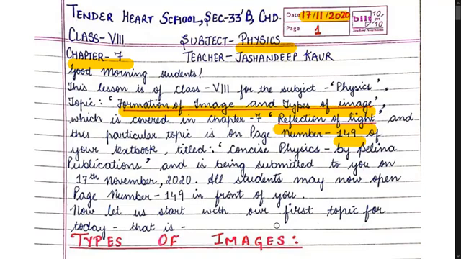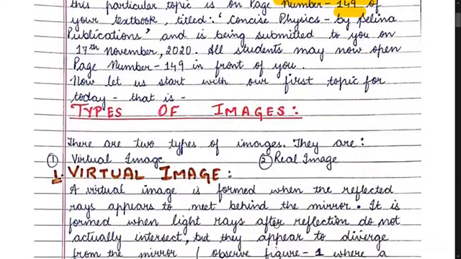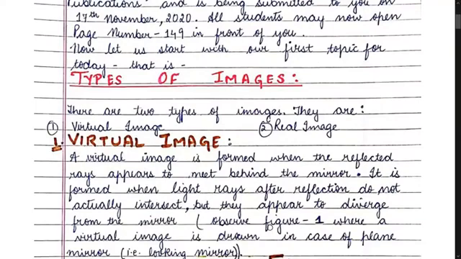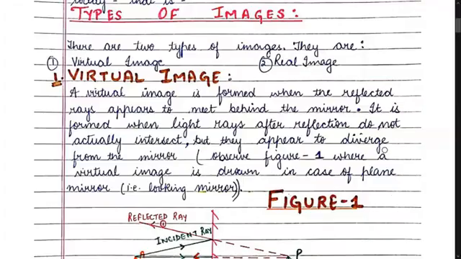Now, let us start with our first topic for today, that is types of images. Students, there are two types of images. They are virtual image and real image. Now let us study both images one by one. So first, starting with virtual image.